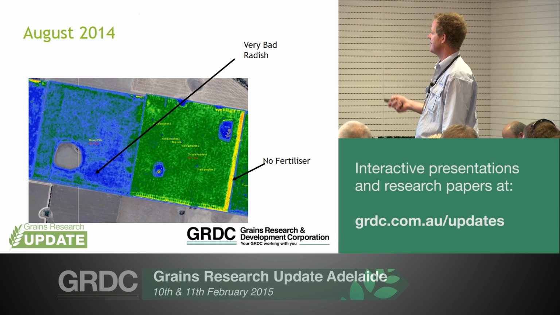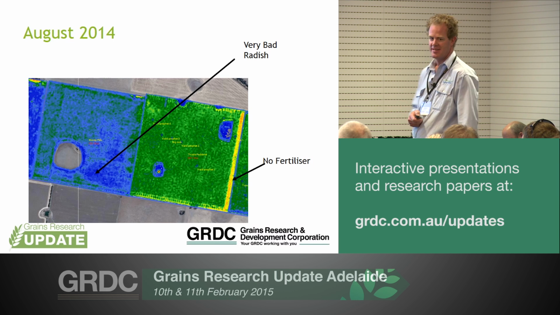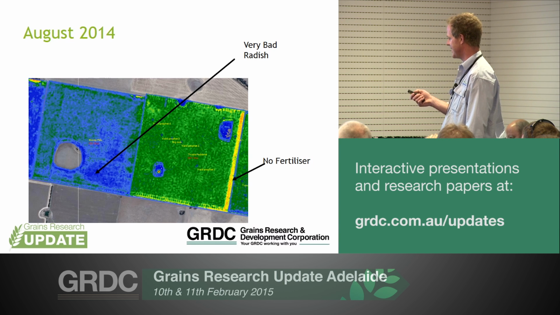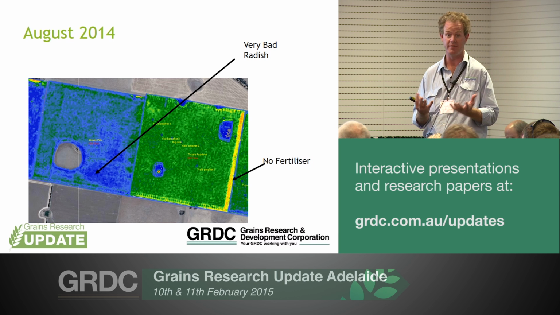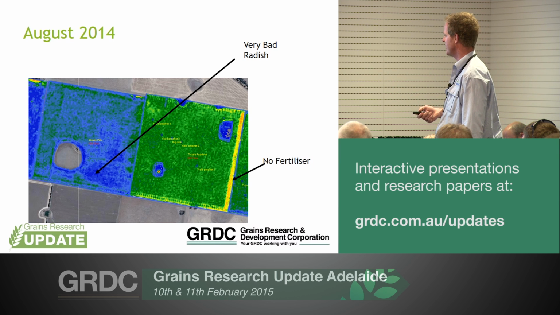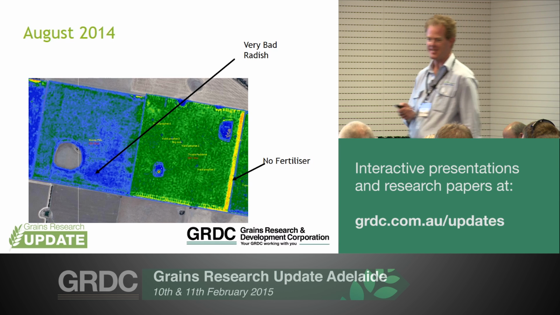Same, just emphasising the same thing again. This looks like the best part of this farmer's paddock, because it's the darkest blue, but it is more radish there than barley in that part of the paddock. So once again it's just measuring green leaf area. And this is an accidental trial, where the contractor forgot to put fertiliser on for that farmer.